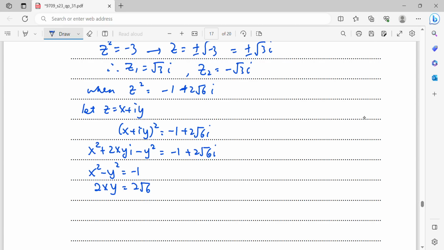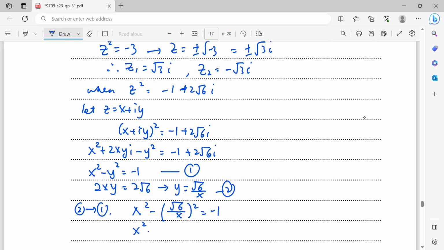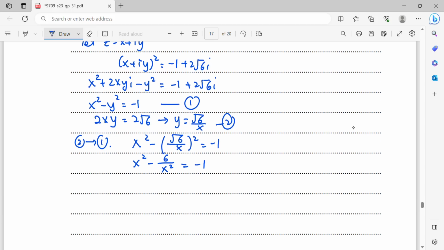So now I need to solve these equations to get the x and y. So from the second part, I will just let my y be square root 6 over x. This is my second equation. So I substitute second into first. I will get x squared minus the square of this term equals minus 1. Okay, so x squared minus the square of square root 6, which is 6, then the bottom is x squared. Right, the denominator is going to be x squared. So multiplying the whole equation by x squared, you will get x to the power 4 minus 6 equals negative x squared, and rearrange it to get a quadratic equation. Quadratic equation means in terms of x to the power 4.